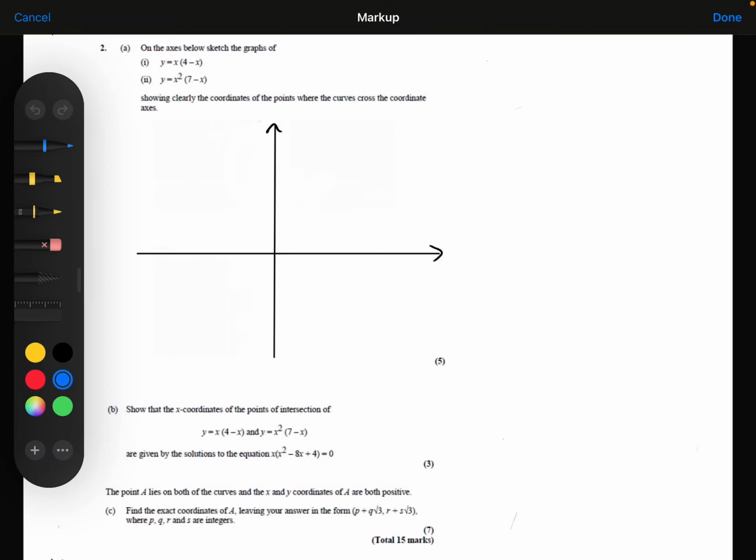On the axes below, sketch the graphs of y equals x times 4 minus x and y equals x squared times 7 minus x, showing clearly the coordinates of the points where the curves cross the coordinate axes. So first we have a quadratic here. We've got a root when x equals 0 and another root when x equals 4.